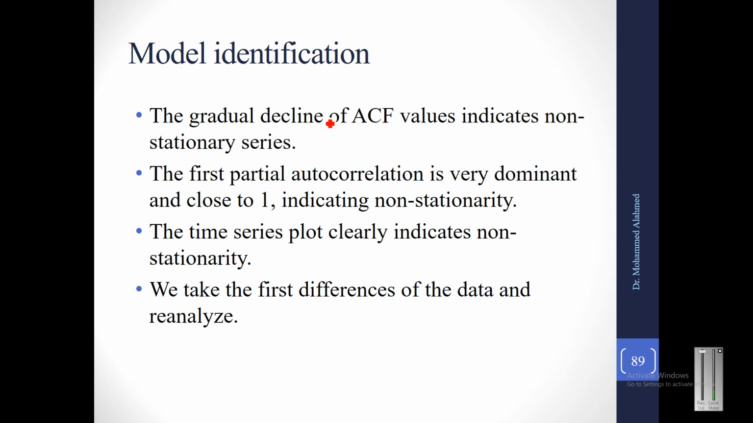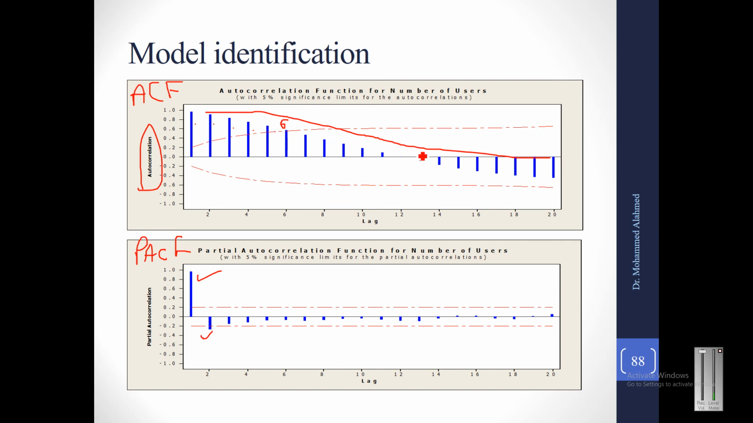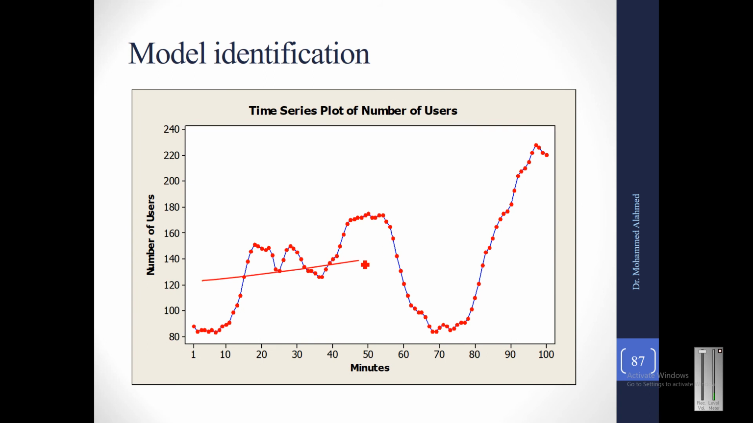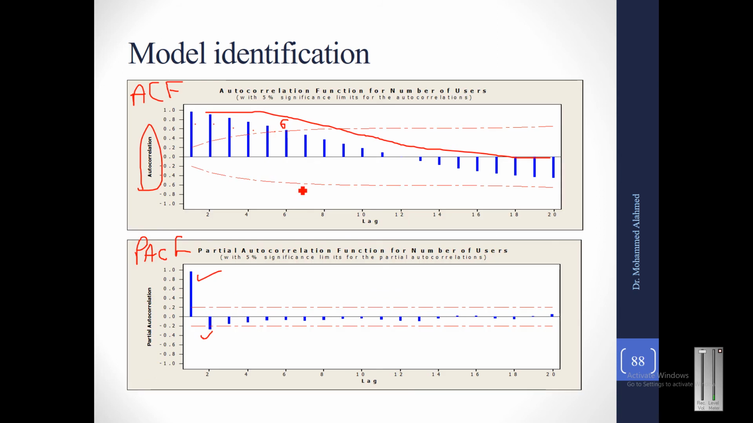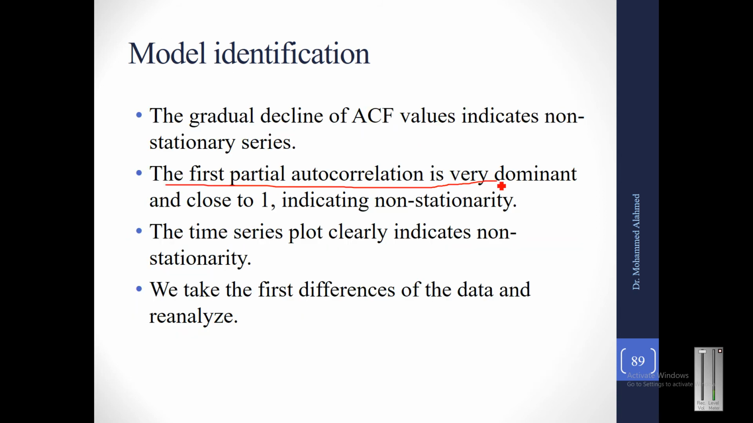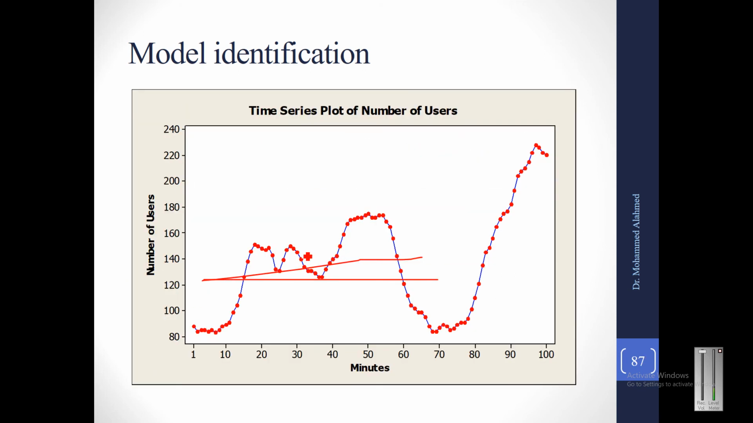So you can see that the gradual decline of ACF values indicates non-stationarity, right? So you can see we have a gradual decline here. So this indicates non-stationarity, and even on seeing the graph, we can know that this is not a stationary graph, right? The mean changes, the variance also changes. Second thing, the first partial autocorrelation is very dominant and close to 1, again indicating non-stationarity, right? If you have data, you can also run the ADF test, the Dickey-Fuller test. So the time series plot clearly indicates a non-stationary series that we just discussed, right? From the graph itself, you can see that it is a non-stationary one.